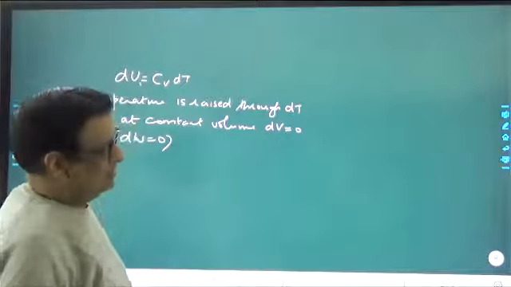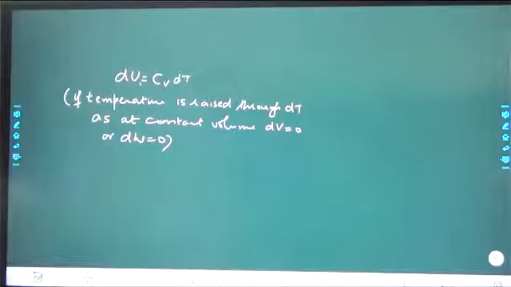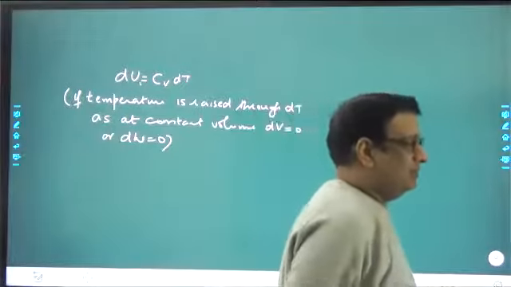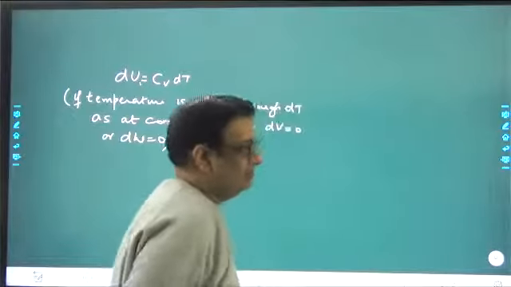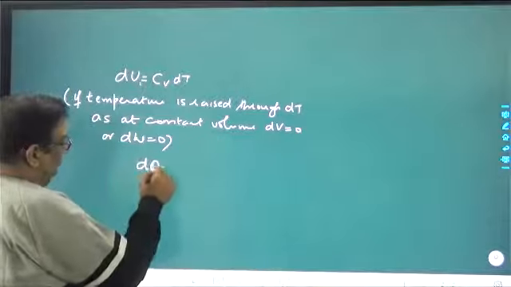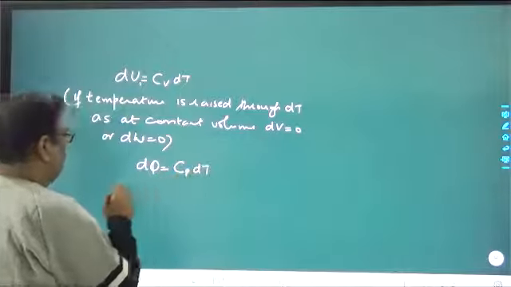If Cp denotes molar specific heat at constant pressure, then heat energy added to change the temperature of 1 mole of a gas through dT is dq equals Cp dT.